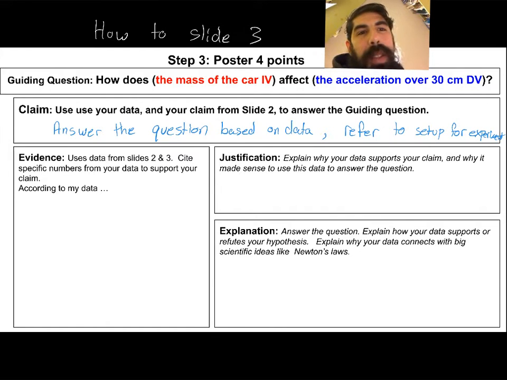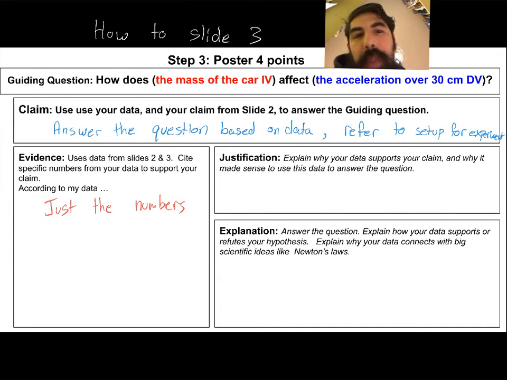Sorry, I made that a little small. Next up, we're going to talk evidence. This is just numbers, just facts, just the data that supports what you're saying. You can include a little sketch of your graph, and then you can write the highlights from your graph. Just the numbers.